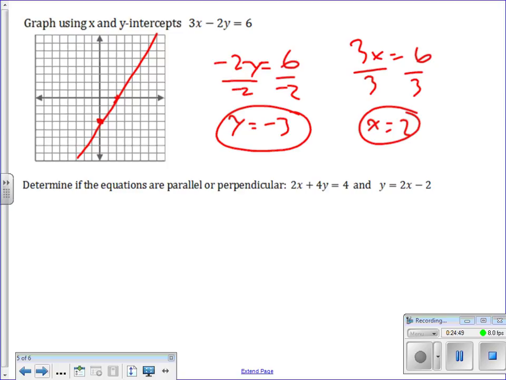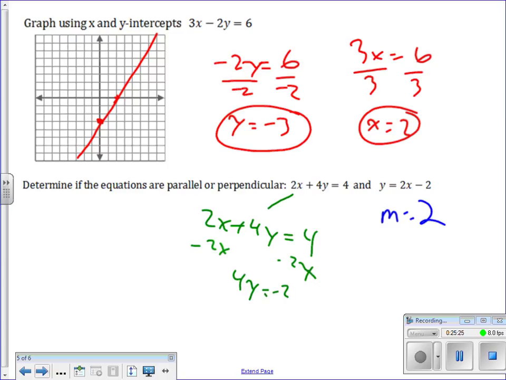Okay. Determine if they're parallel or perpendicular. What I need to do is find the slopes. This one, my slope is what? 2. Yeah. This one, I have to rearrange to find my slope. 2x plus 4y equals 4. I need to solve for y. You need to get y equals. Subtract 2x.